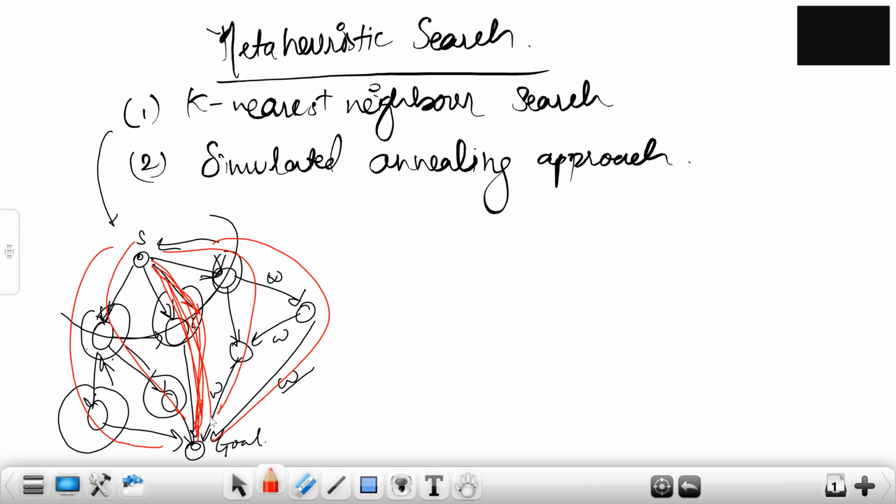Similarly, another similar approach is simulated annealing. Now, simulated annealing, this name comes from metallurgy.